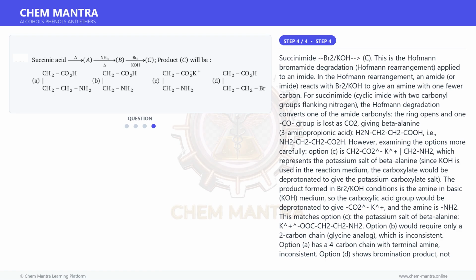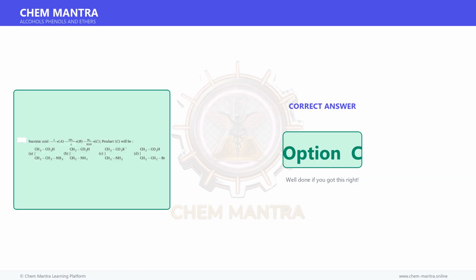Why do the other options fail? A shows a 4-carbon amino acid, a beta-aminobutyric acid analog, the wrong carbon count from Hofmann on succinimide. B shows only 2 carbons, a glycine-like structure, wrong, since succinimide Hofmann gives a 3-carbon product. D shows a brominated product, not the Hofmann rearrangement amine product. Therefore, the correct answer is option C.